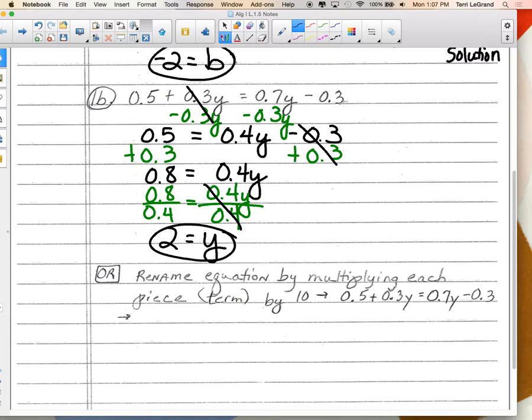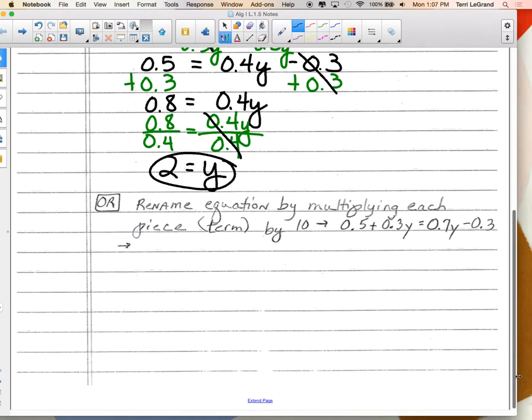Again, if it was the right solution, it should check in the original equation, not after you got it a little bit shorter, because you might have made a mistake along the way. Well, you know how I talked about renaming equations when they had fractions in them? How about when they have decimals in them? Anybody kind of hate decimals too? Oh, not very many of you, huh?